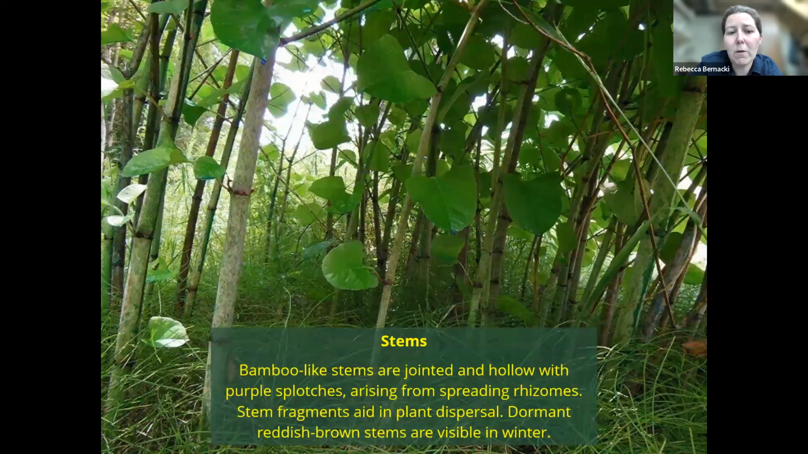A chunk of stem of knotweed that has a node in it as small as a centimeter can form a new plant. These stems will turn reddish brown in winter, and the dormant stems are visible throughout the winter into the next growing season.